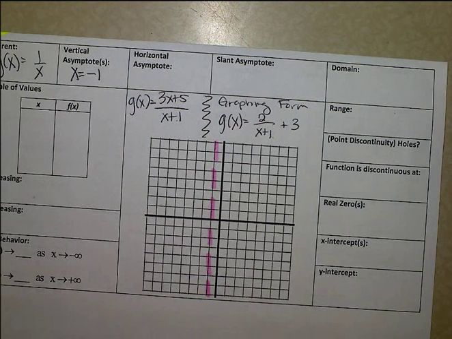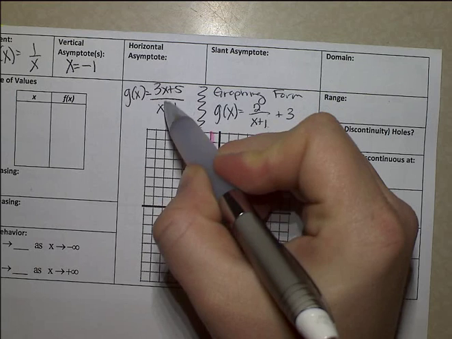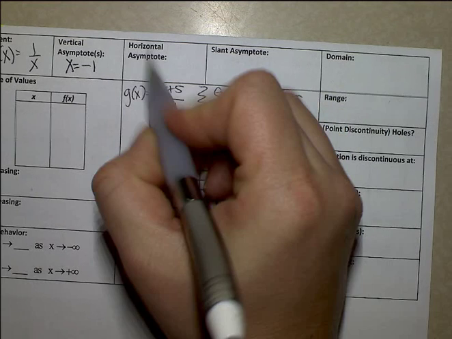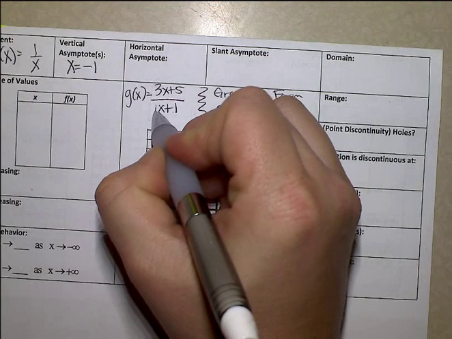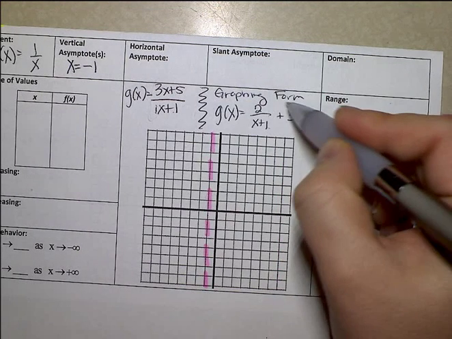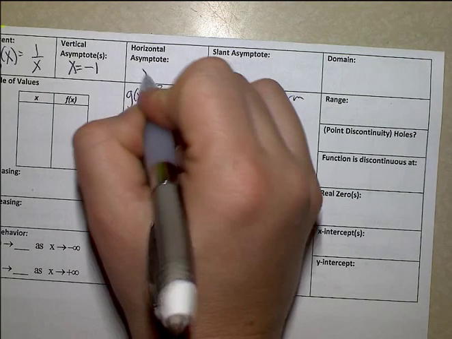All right, now we're going to do horizontal. Since the degree is equal to the degree on the bottom, they're the exact same, we have two options. One would be to divide. 3 divided by 1 is 3. Or, when it's in graphing form, it's the number that's in back. Either way, you're going to get the same answer. Y equals 3.